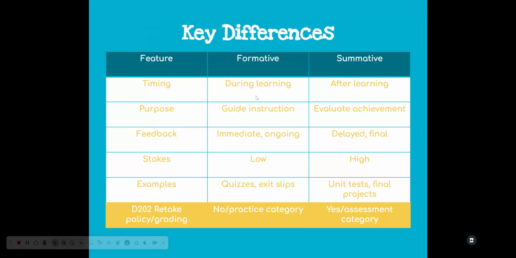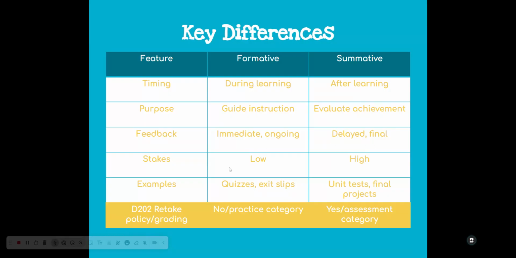So some key differences here. The timing for formative, it's during your learning, summative after. Purpose, formative is to guide instruction, whereas summative, this is what you use to evaluate your instruction at the end and to reflect. Your feedback is immediate. You'll get those, your exit tickets, your scores on your Kahoots, your observations in class that day. That's immediate feedback. On your summatives, you'll get them after the unit, after you've finished grading. They're the final kind of grades.